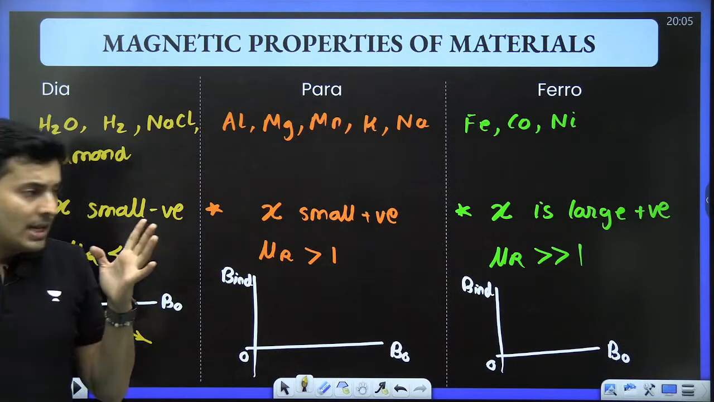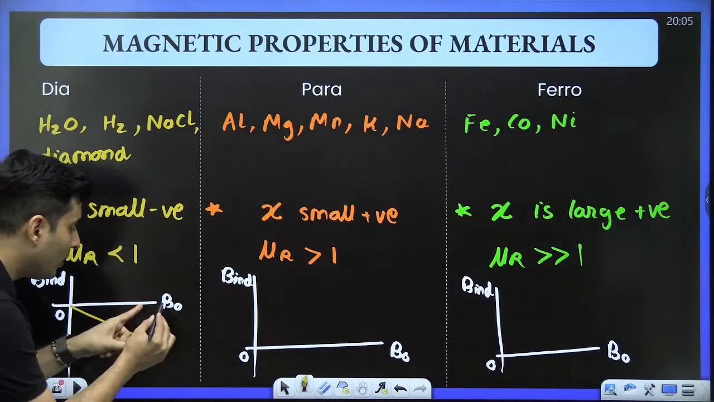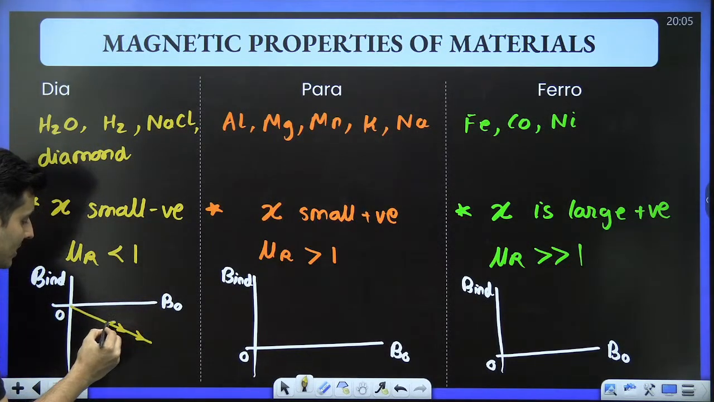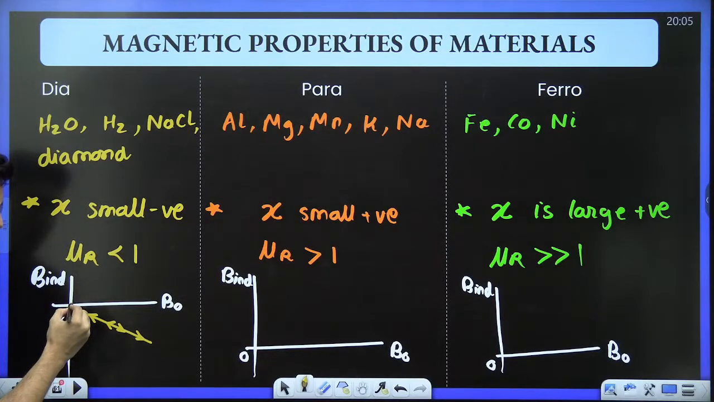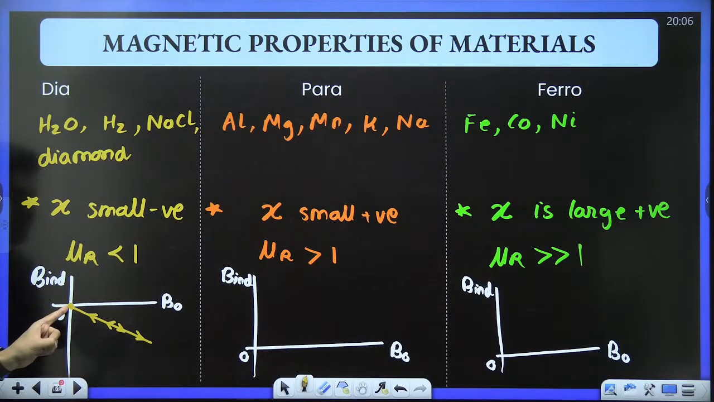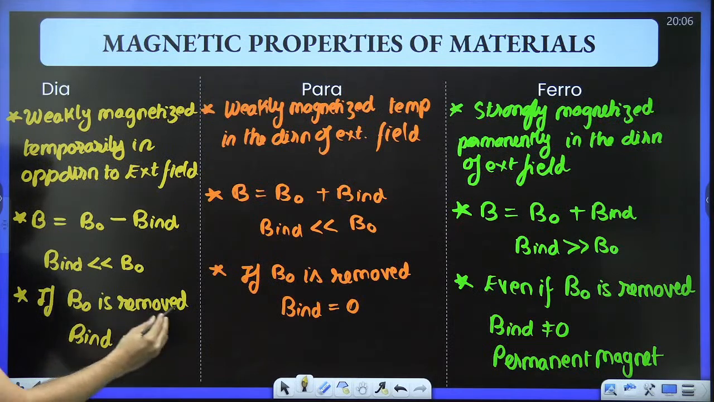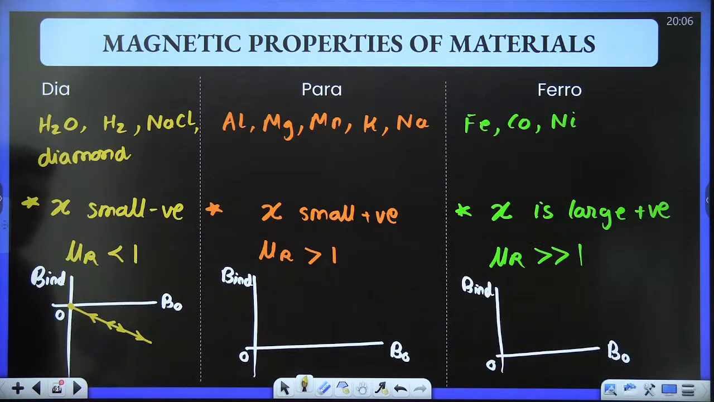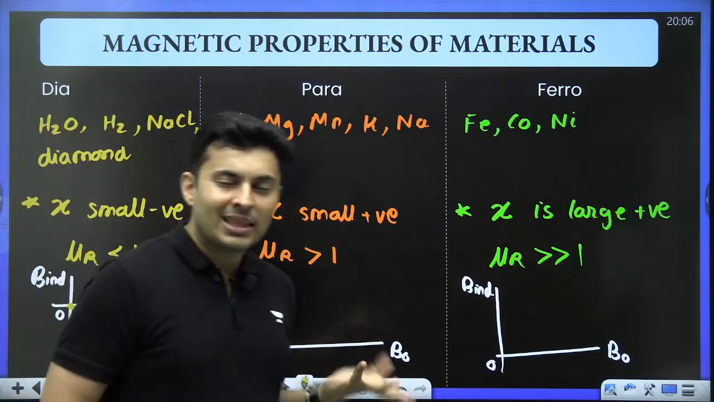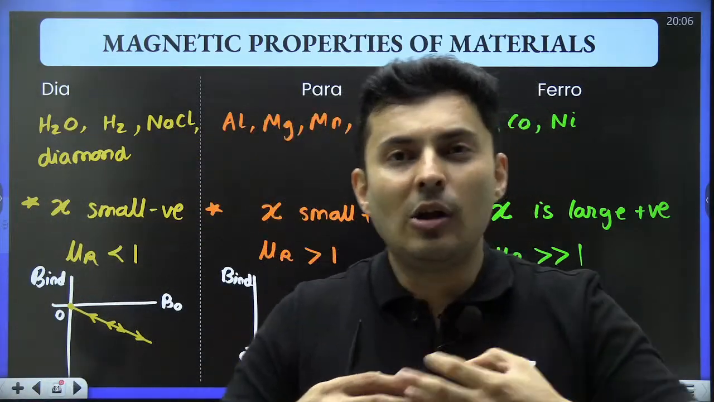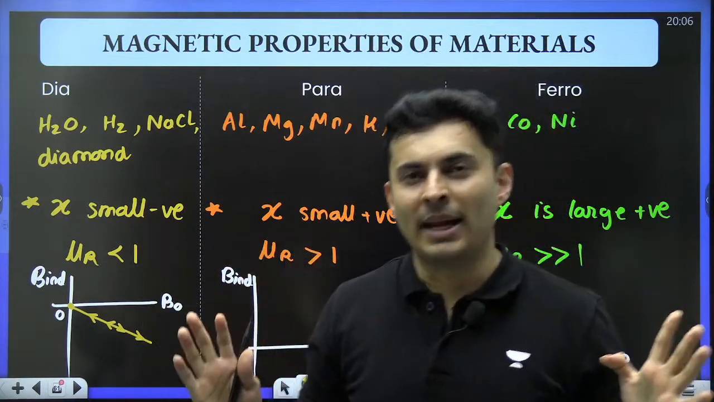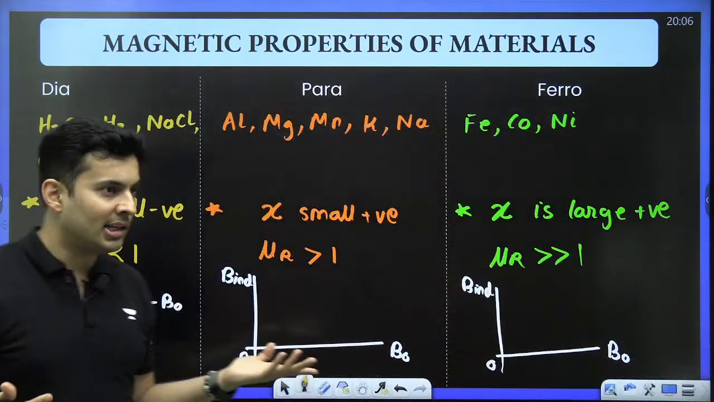Very nice. But if you remove the external field, then it will just come back to its original point. That means it will be zero. This is exactly what I told. If B0 is removed, B induced becomes zero. So if you remove B0, it will come back to the same point. That means it has lost all its characteristics of magnetism. It is no longer magnetized.